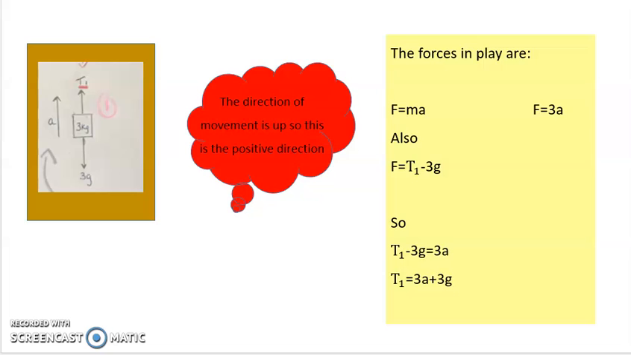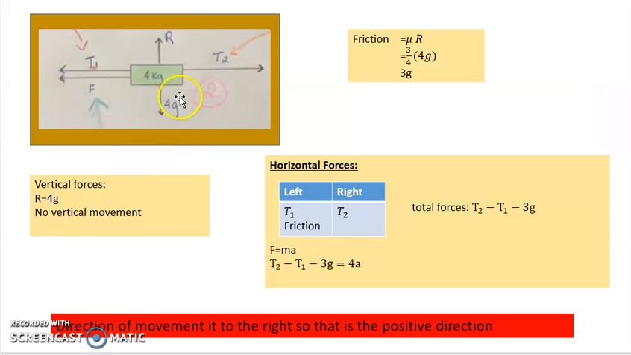Looking at the middle section, the 4 kilogram mass, for our vertical forces we have R equal to 4g because there's no vertical movement. Why do I even bother writing that down? Well, I can use that to get my friction. My friction is mu times my normal, so that's 3/4 times 4g, which gives me 3g.